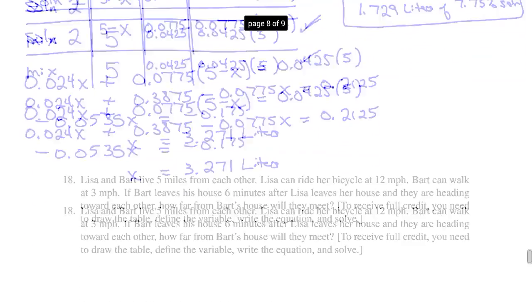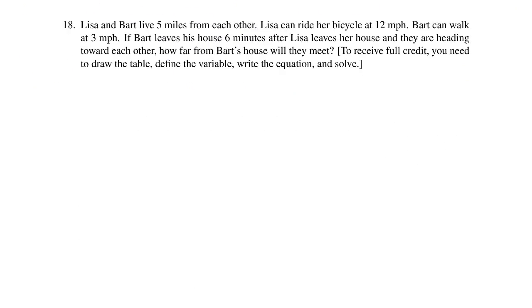Next, let's look at question 18. Lisa and Bart live 5 miles from each other. Lisa can ride her bicycle at 12 miles per hour. Bart can walk at 3 miles per hour. If Bart leaves his house 6 minutes after Lisa leaves her house, and they are headed toward each other, how far from Bart's house will they meet? Okay, so let's start with Lisa and Bart and the total.